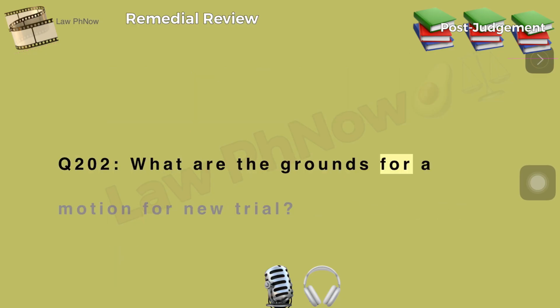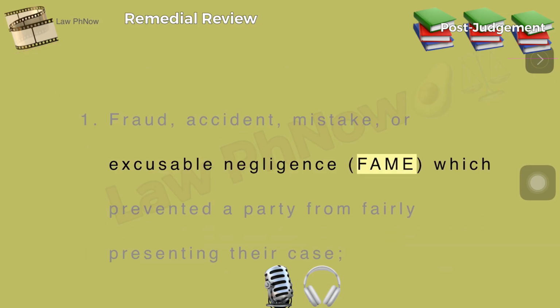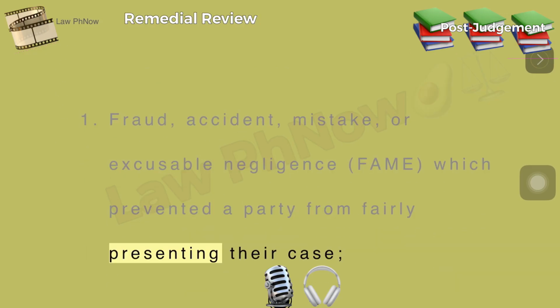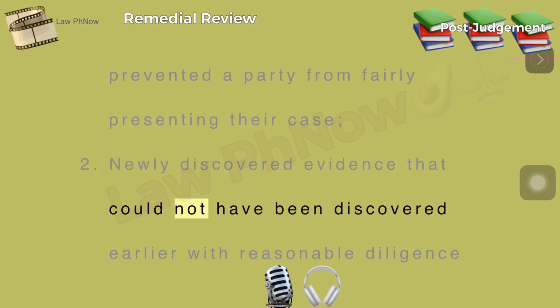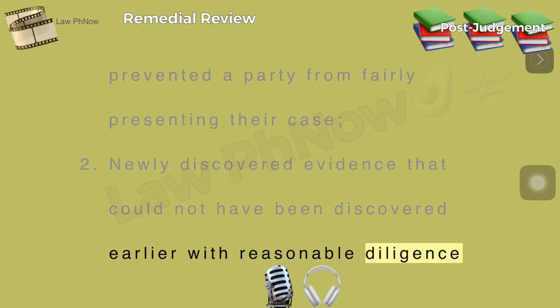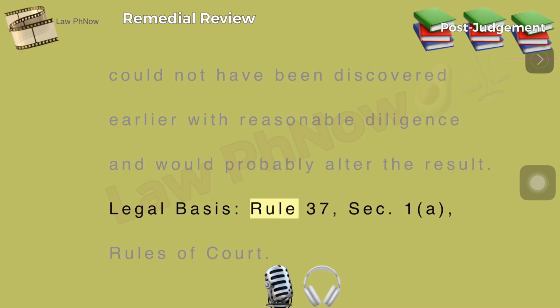Q202. What are the grounds for a motion for new trial? A. 1. Fraud, accident, mistake, or excusable negligence, FAME, which prevented a party from fairly presenting their case. 2. Newly discovered evidence that could not have been discovered earlier with reasonable diligence and would probably alter the result. Legal basis, Rule 37, Section 1(a), Rules of Court.